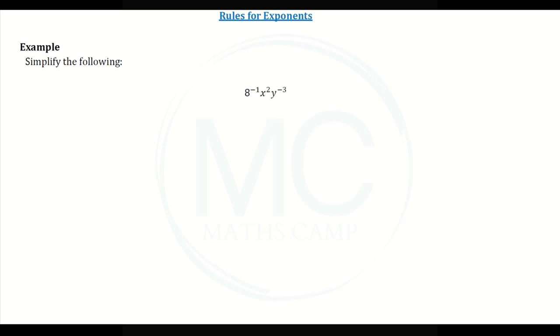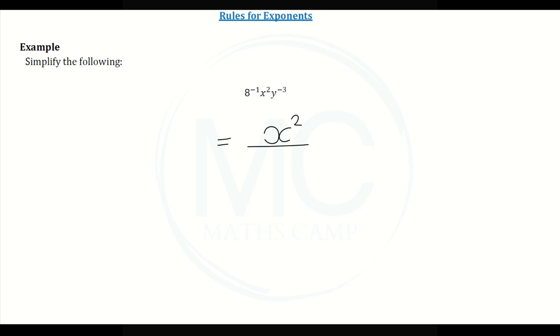Let's do another one. 8 to the power of negative 1, x squared, y to the power of negative 3. Now, we said previously that an exponent only affects its base. Here we have 8 to the power of negative 1, x to the power of positive 2, and y to the power of negative 3. X has an exponent of positive 2, so we can leave it where it is. Let's draw in our fraction line, and we can say x to the power of 2.